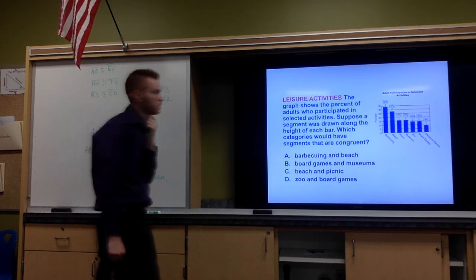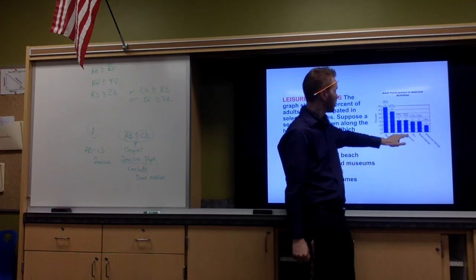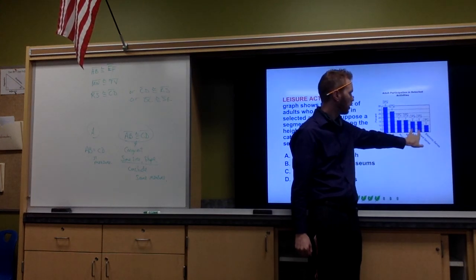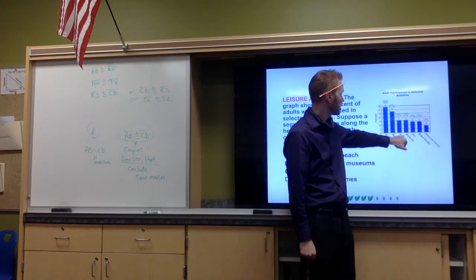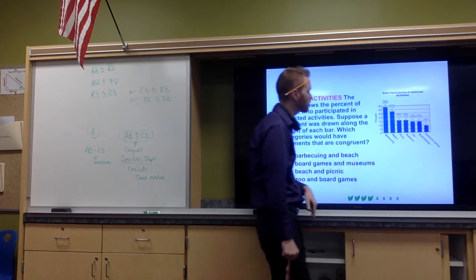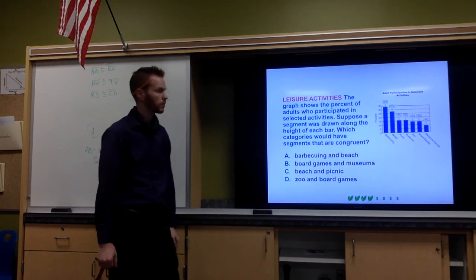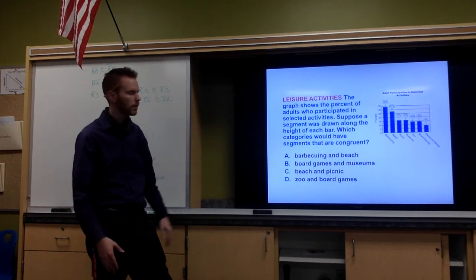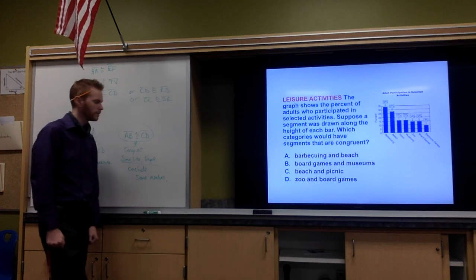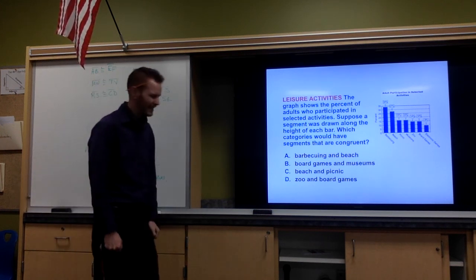And I think that's going to be what? Zoo and board games, they're both at 14%. They're congruent. Picnic and museums are both at 16%. That'd be the other set of congruent bars. Okay? So you can talk about congruency with different graphs too. All right? That's it. That is it, guys.